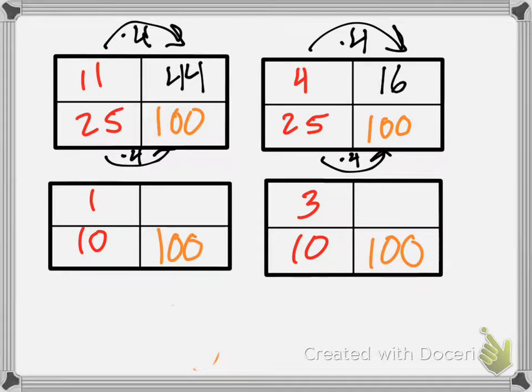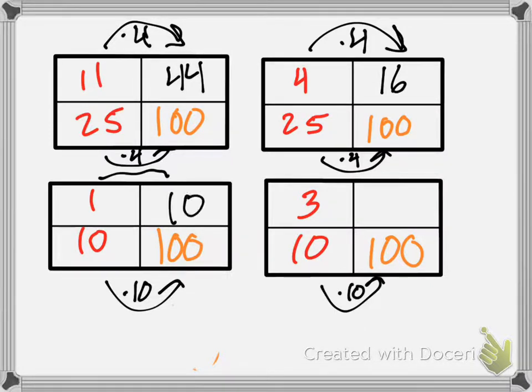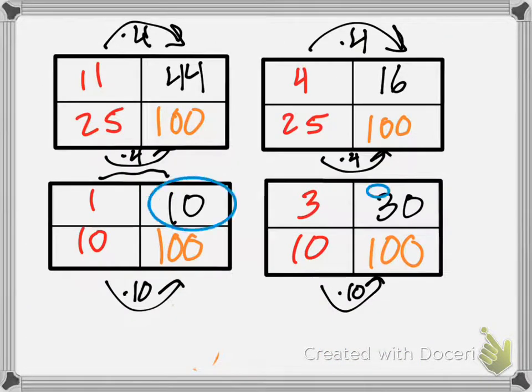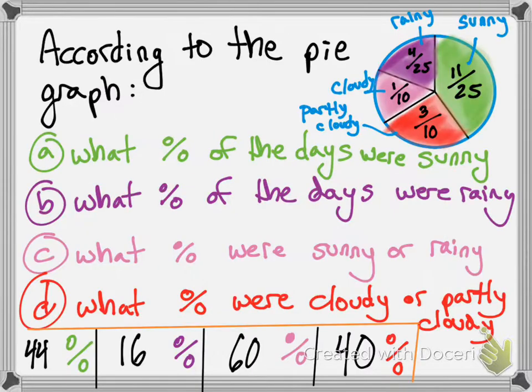4 times 4 is 16. Then to get from 1 to here, it's times 10. Here, again, it's times 10. So we do the same here. 10, 30. So that's what we find out. The question asked, though, for 2 of them, it asked us to combine. This one's the combination of these 2 percents. Do you notice? Because the 2 over there are sunny and rainy. And this one is the combination of cloudy or partly cloudy, because 10 and 30 make 40. So all it takes is you can just ratio table this.